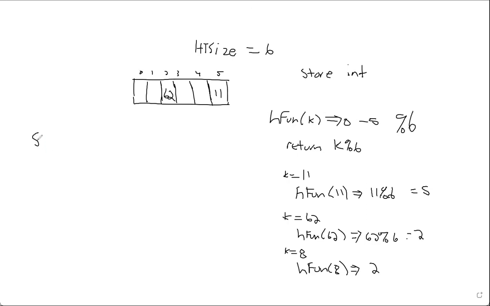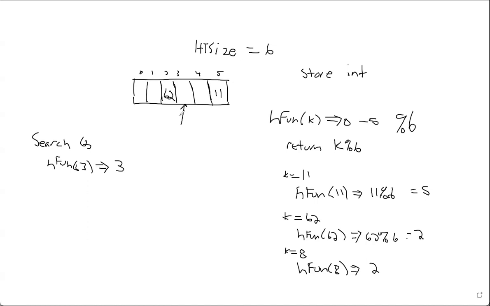If we're going to search, let's say, for a 63, I then do my H fun of 63, which is going to give me that 63 mod 6, which is going to give me the remainder, or the hash index, of 3. I look to see, is there anything at 3, and is it 63? It's not, so I know I don't find it.